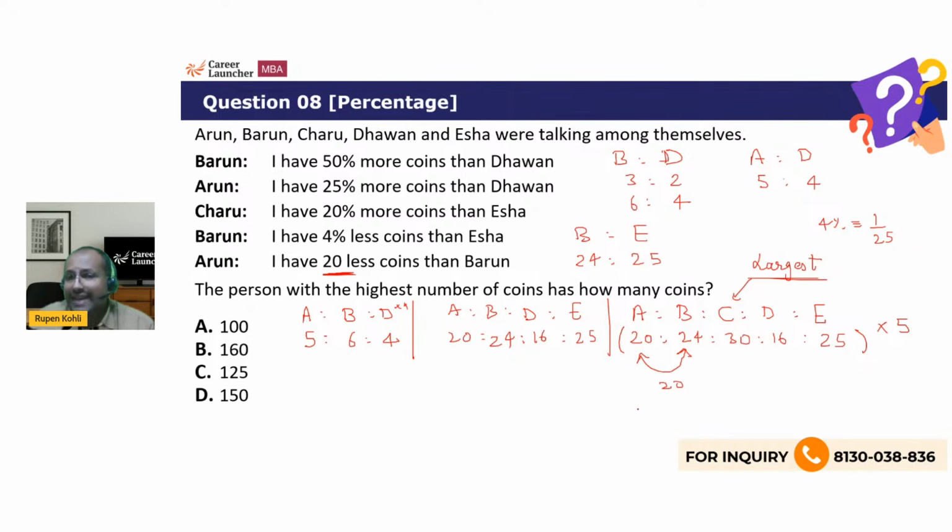So the number of coins actually with the 5 persons is 20 into 5, 100, 24 into 5, 120, 30 into 5, 150, 16 into 5, 80, 25 into 5, 125. And therefore, you can see the difference of 20 is now appearing between 100 and 120. And therefore, the answer is 150.